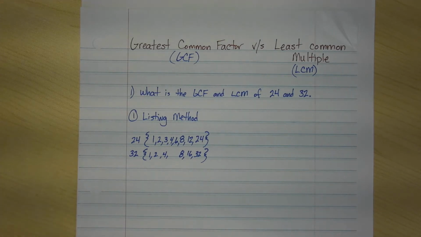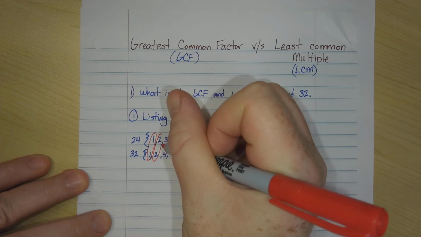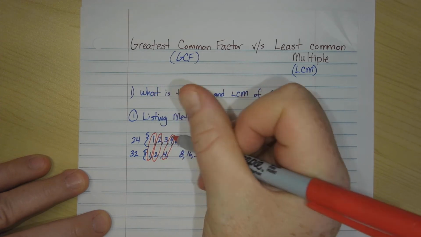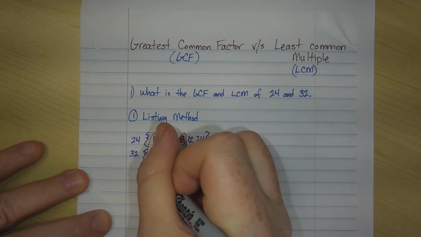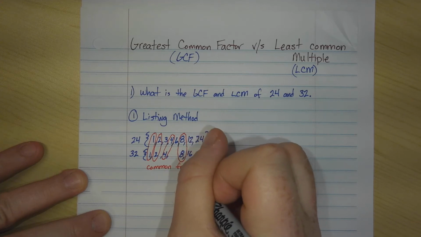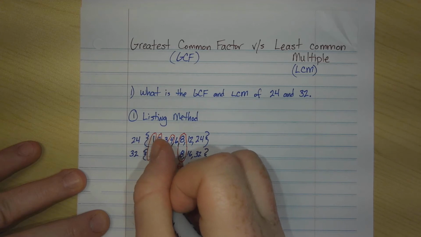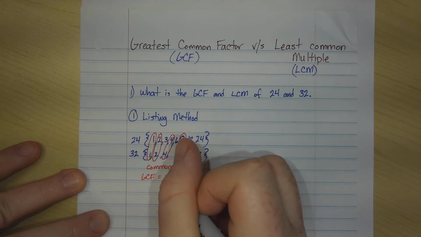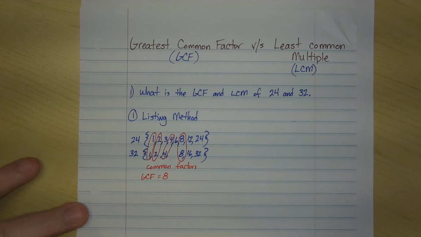So your common factors, now there's quite a few. Obviously 1 is always going to be a common factor. 1, 2, 4, 8, and that's it. So these are the common factors. But the greatest one is 8. So the greatest common factor is 8. That's the biggest one we've got. So again, that's just the listing method.